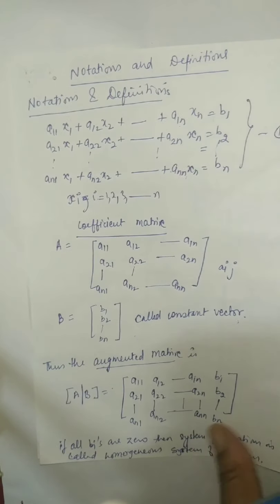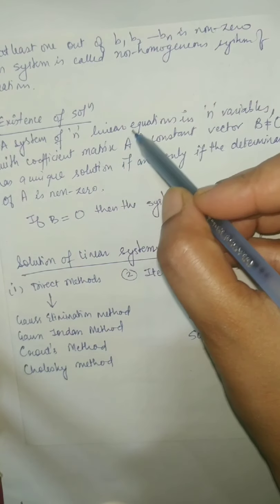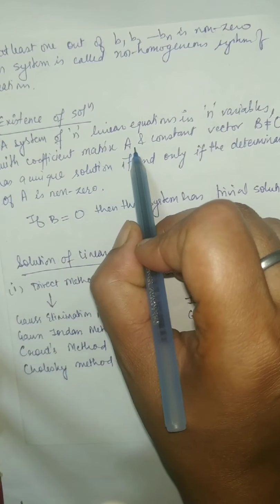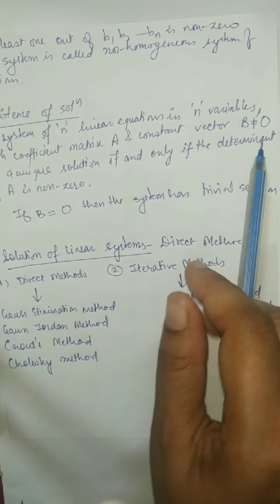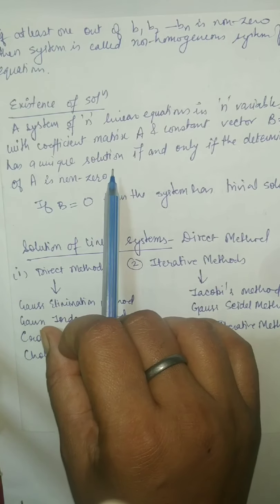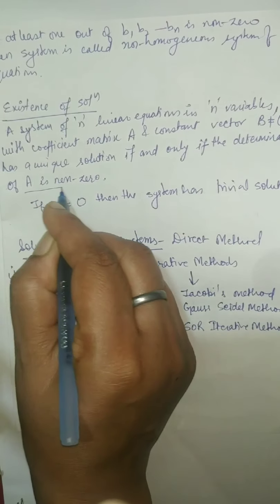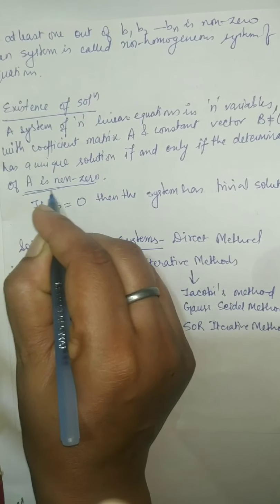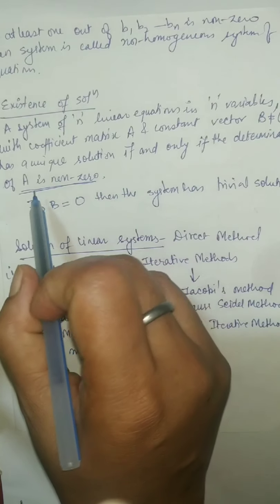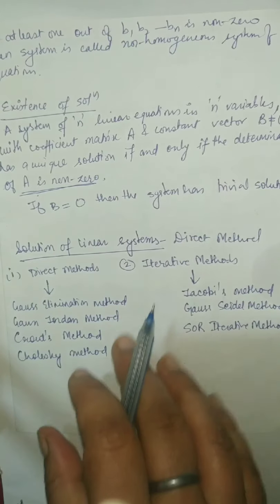Now let's see how to define this. A system of n linear equations in n variables with coefficient matrix capital A and constant vector B which is not equal to 0 has a unique solution if and only if the determinant of A is non-zero. ये आपने पहले भी स्टडी किया हुआ है इन लीनियर सिस्टम ऑफ इक्वेशन जहाँ पे आपने मैट्रिसेस से भी सॉल्व करी हुई है वो इक्वेशंस. तो यहाँ पर हमारे पास अगर A determinant is non-zero है, then we say it is a unique solution.